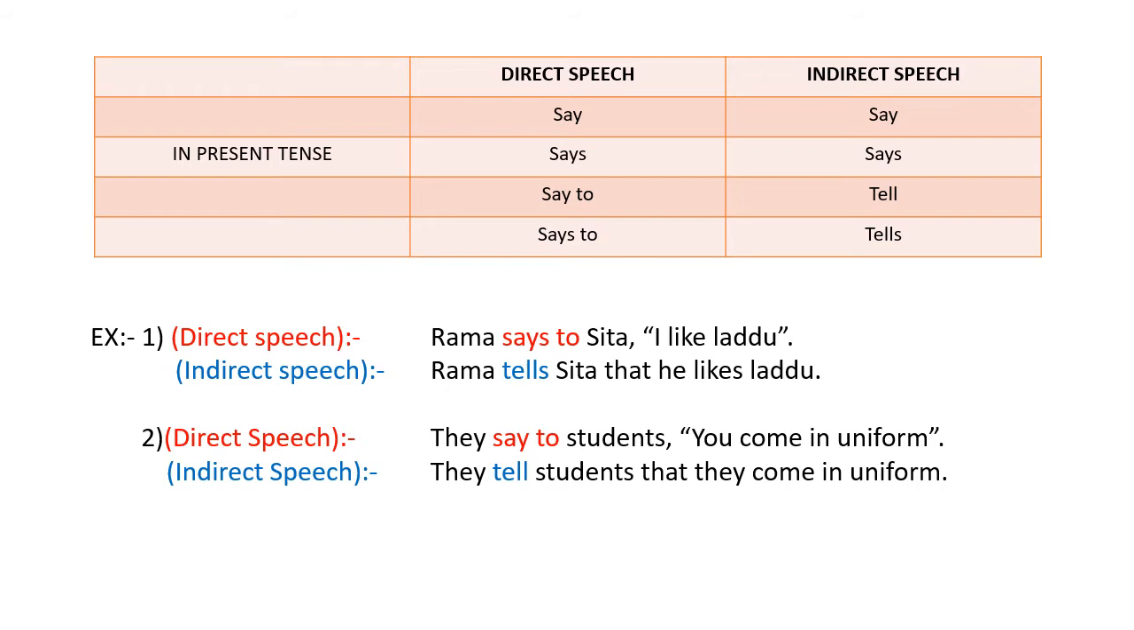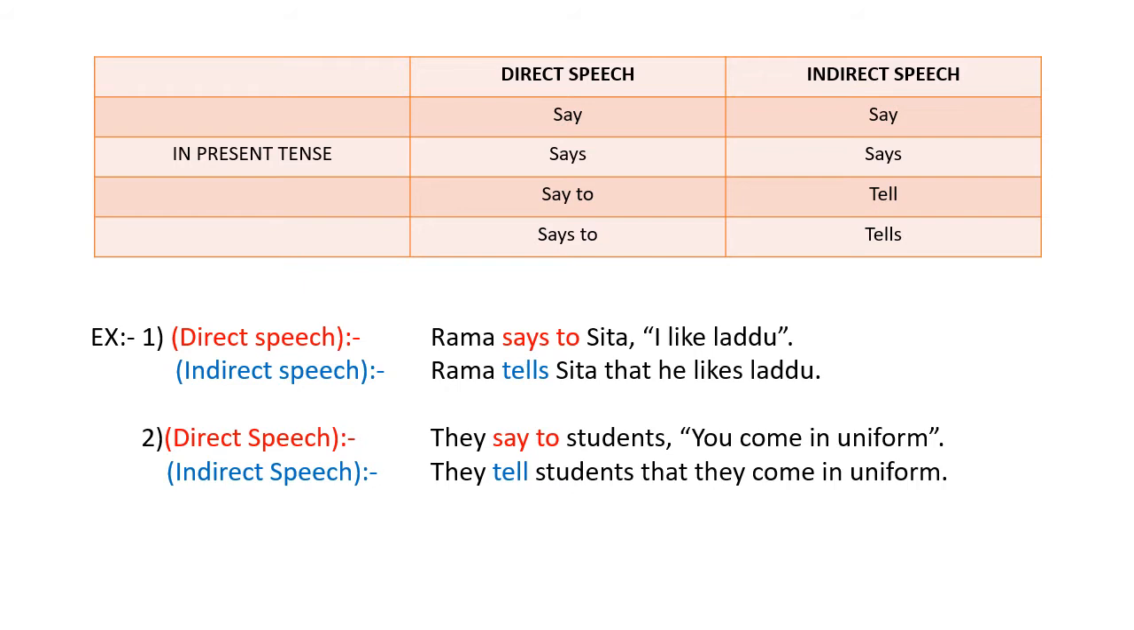Now we'll see in the present tense. Direct speech, indirect speech. Say changed to say only, says, says, say to changed as tell, says to changed as tells. We'll see the examples here. First one, direct speech. Rama says to Sita, I like laddu. Observe the reporting verb says to. In indirect speech, Rama tells Sita that he likes laddu.